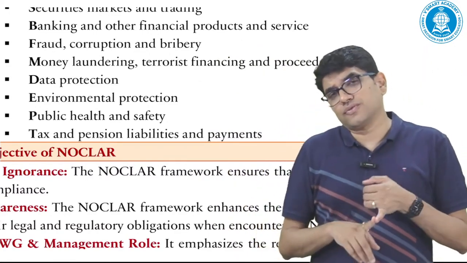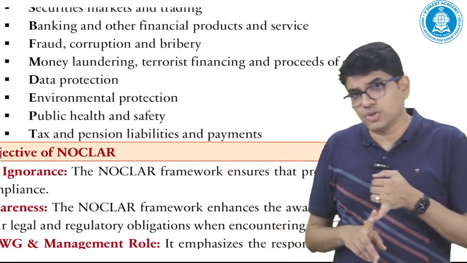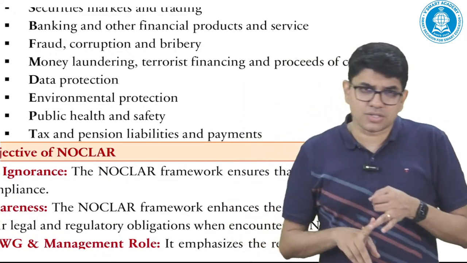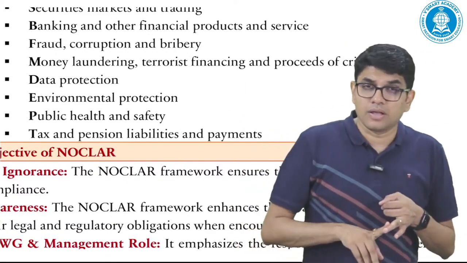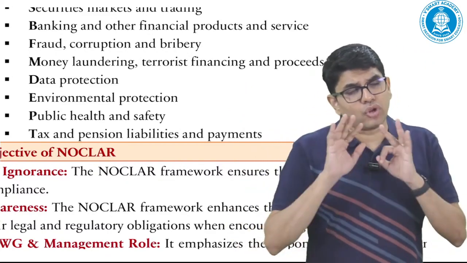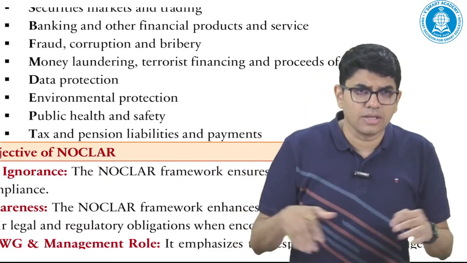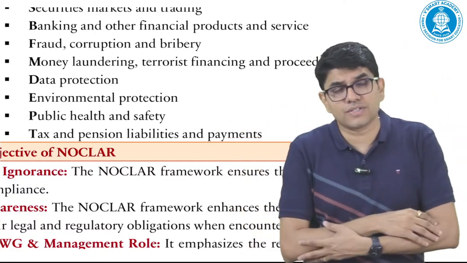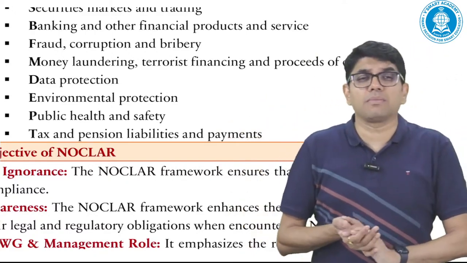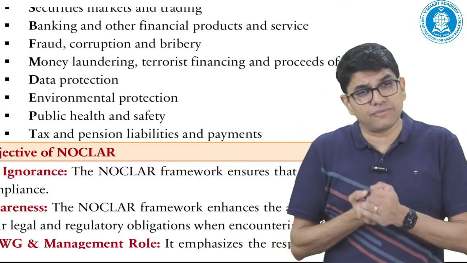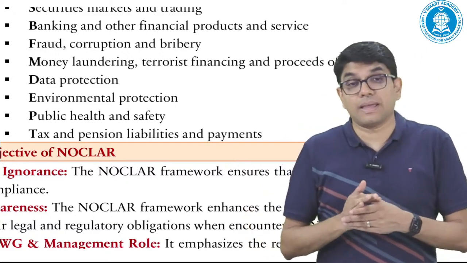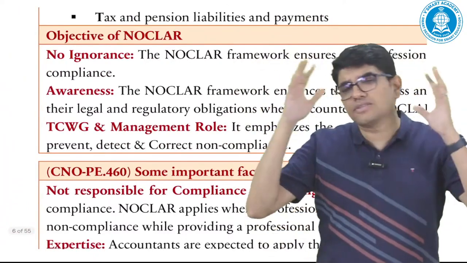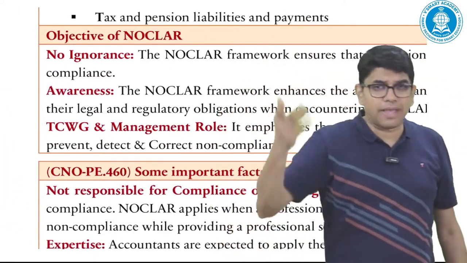So S is for securities, market and trading. B is for banking and other financial products. FM, then F is for frauds, corruption, bribery. M is for money laundering, terrorist financing. Department: D is for data protection. E is for environmental protection. P is for public health and safety. T is for tax and pension liability and payments. So in these areas, in these laws, non-compliances may happen.